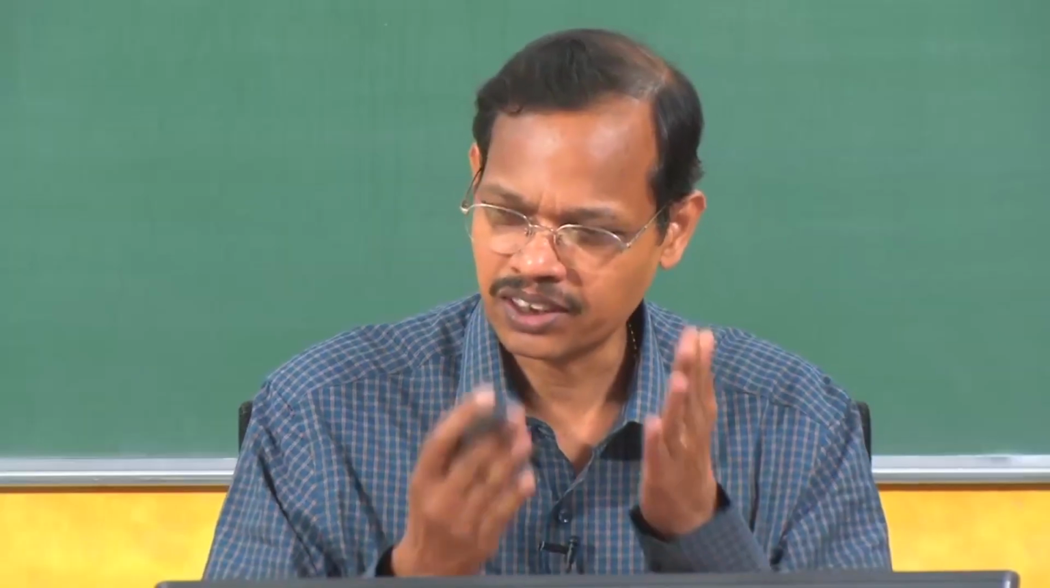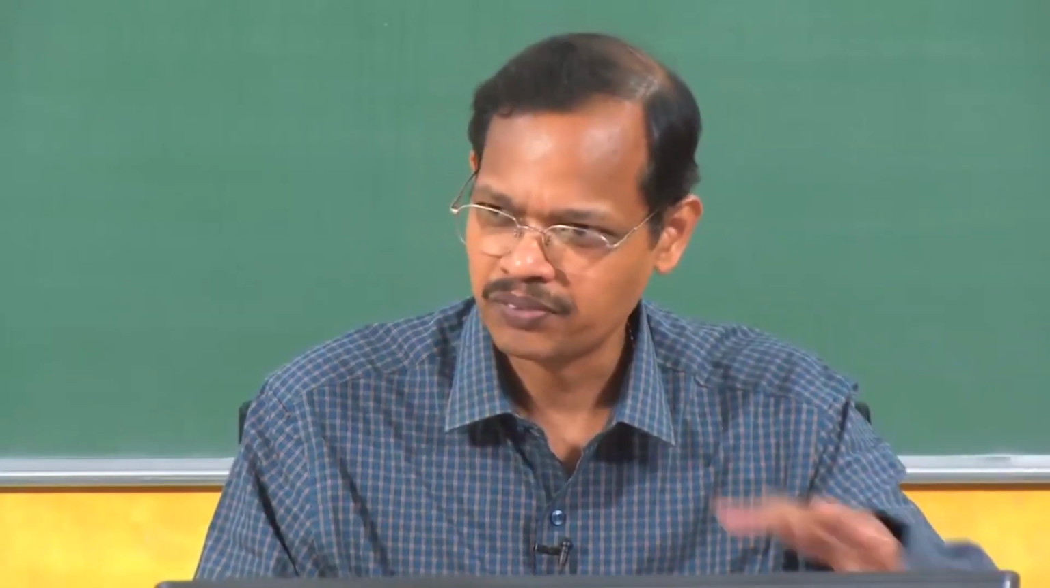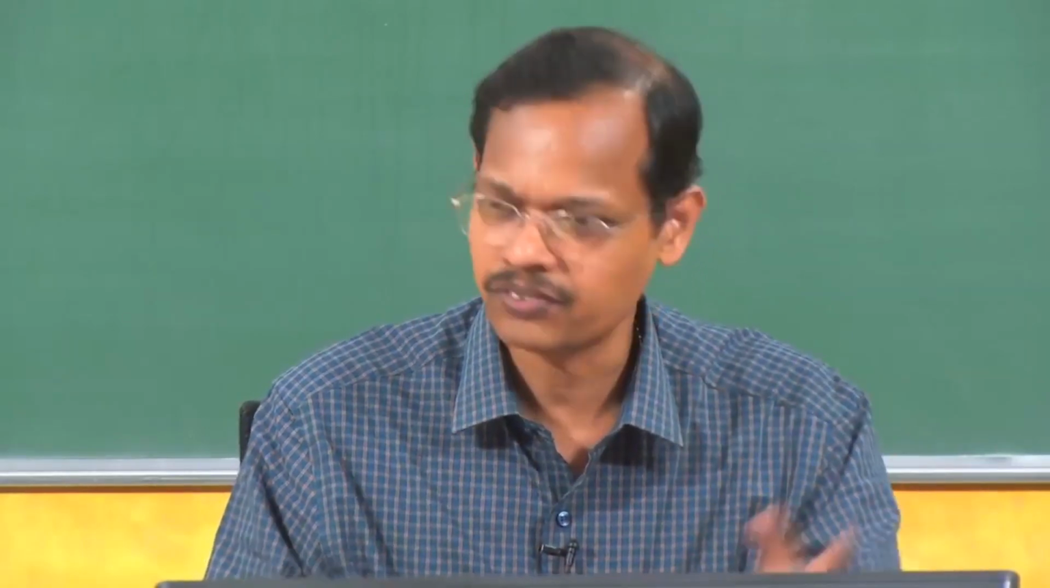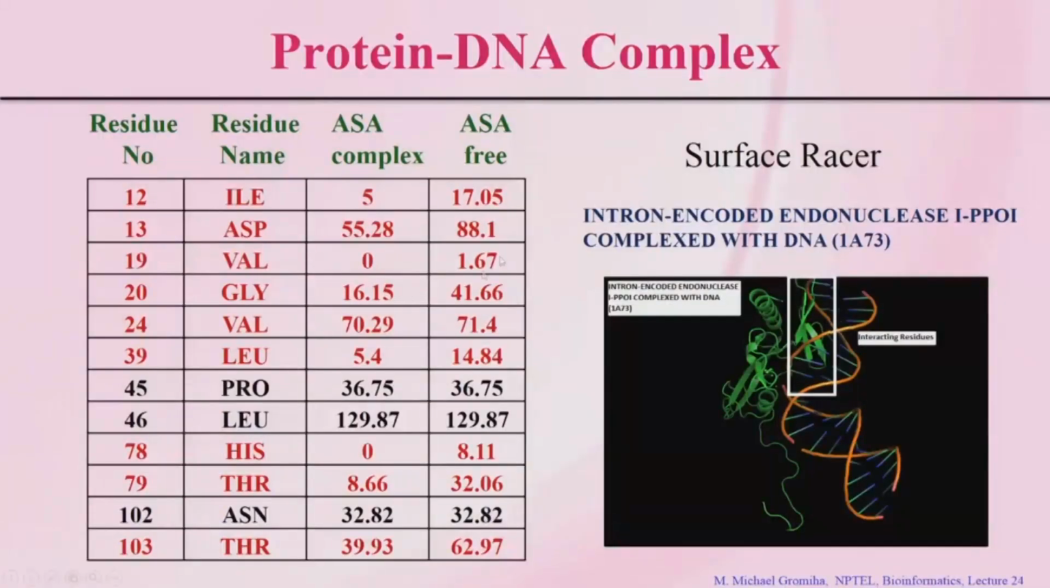Yes, the reduction in accessibility is mainly because of something else, in this case DNA. Because of the presence of DNA, they reduce accessibility from the unbound state to the complex state. Fine. How do we do this? Now, I will show an example.